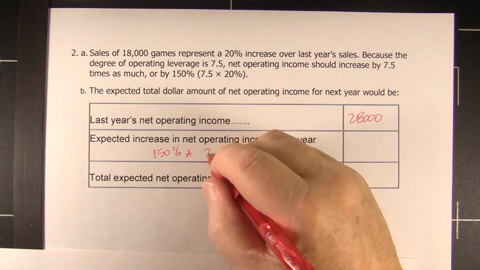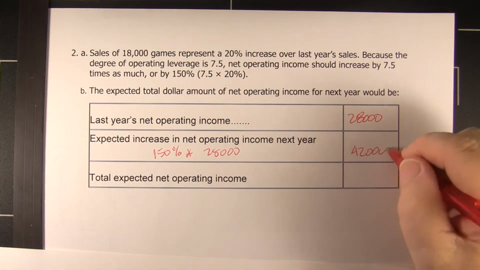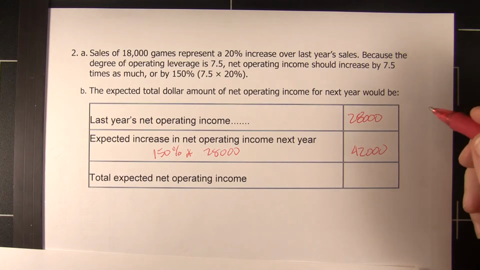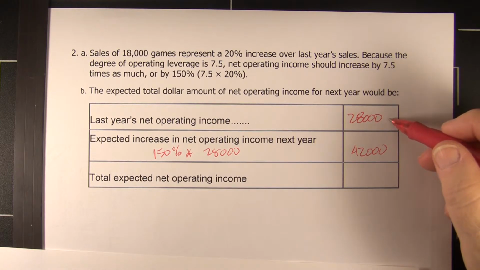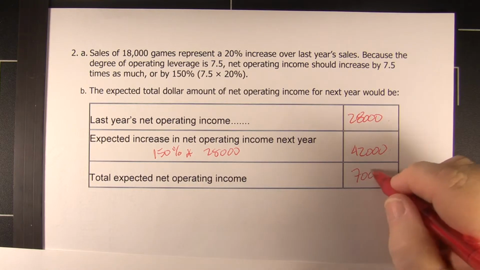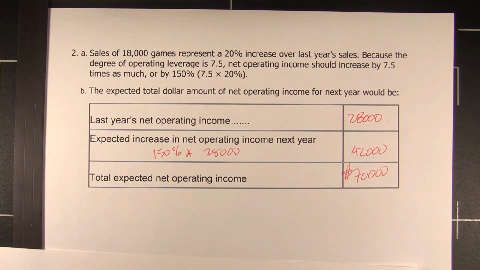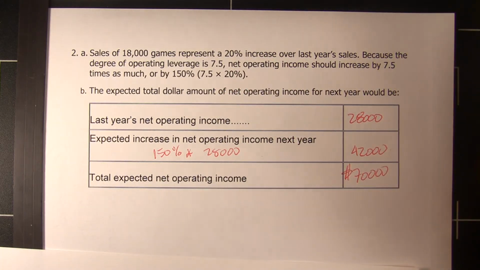The expected increase this year is 150% times 28,000, and that's 42,000. And the total expected net operating income for next year would be the 28,000 plus the increase of 42,000, for a total of $70,000. So that was just a matter of knowing what goes into operating income, knowing what goes into leverage, and then applying the leverage of 150% against the increased sales.